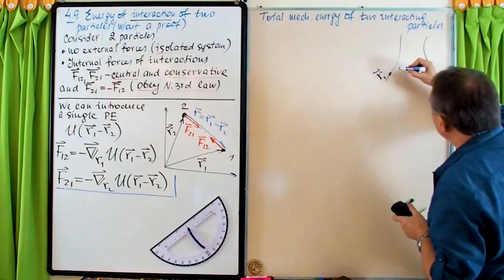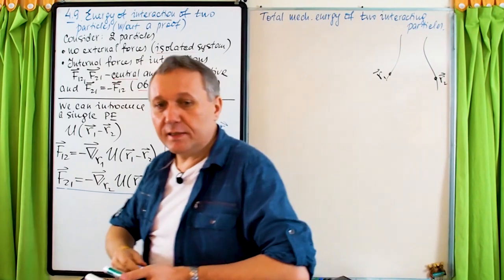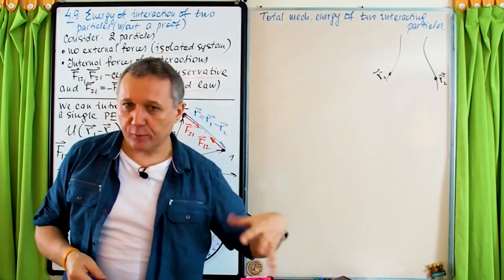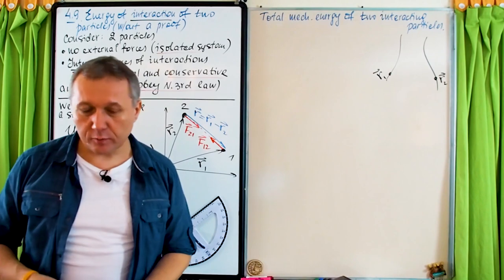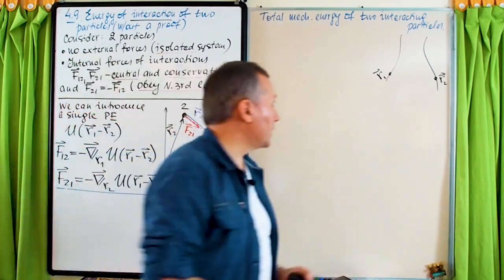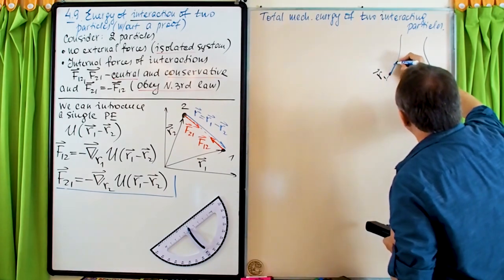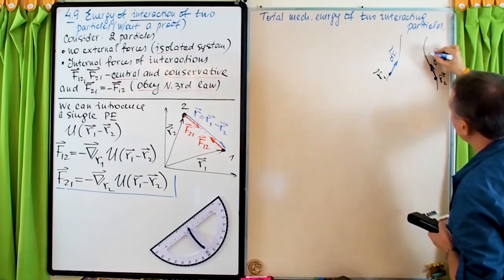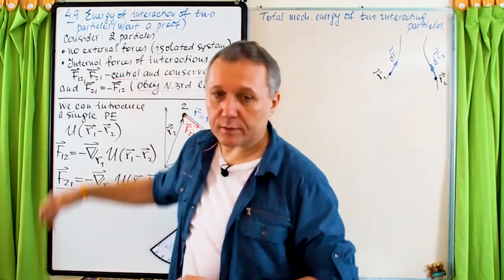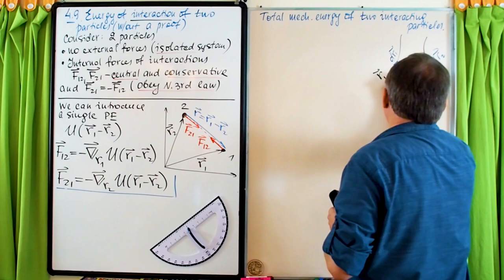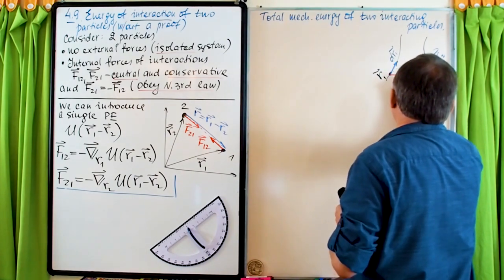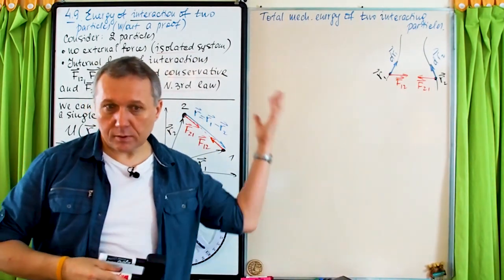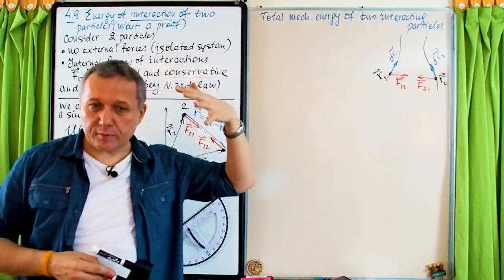Of course, there will be some displacement, because we will have to calculate dW, the small work done by the force over some infinitesimally small displacement. So we will have to introduce dr1 and dr2. And of course, our internal forces, which still obey all these conditions: this is f12, and this is f21. Internal forces.